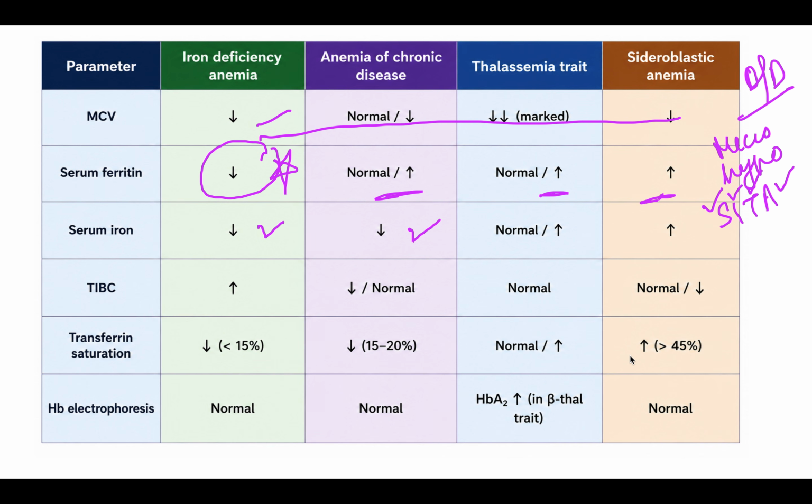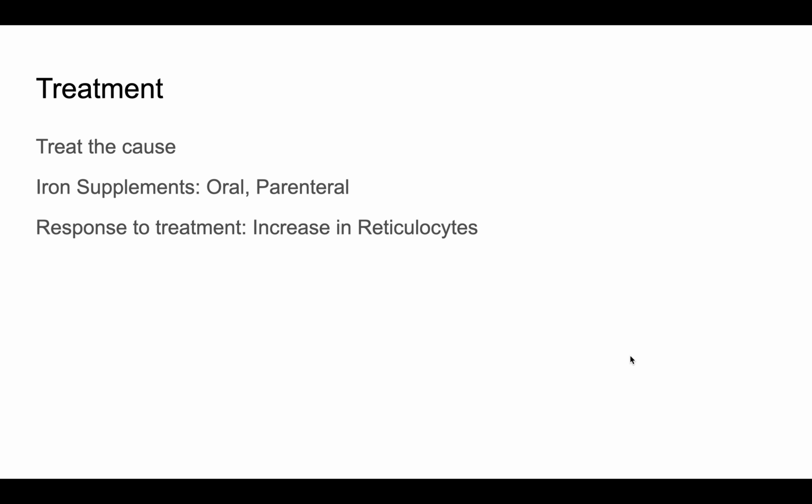Then TIBC will be increased in the case of iron deficiency anemia. In the rest it will be slightly normal or decreased. Transferrin saturation again will fall in iron deficiency anemia. It will again fall in anemia of chronic disorder, because no iron is there for the transferrin to bind. Electrophoresis is diagnostic in the case of thalassemia. So these are the differentiating markers, out of which you should know that serum ferritin is a very important marker to differentiate between all of these. You will get a better hold of it when you see the videos of each anemia, and then you will be able to make the differences.